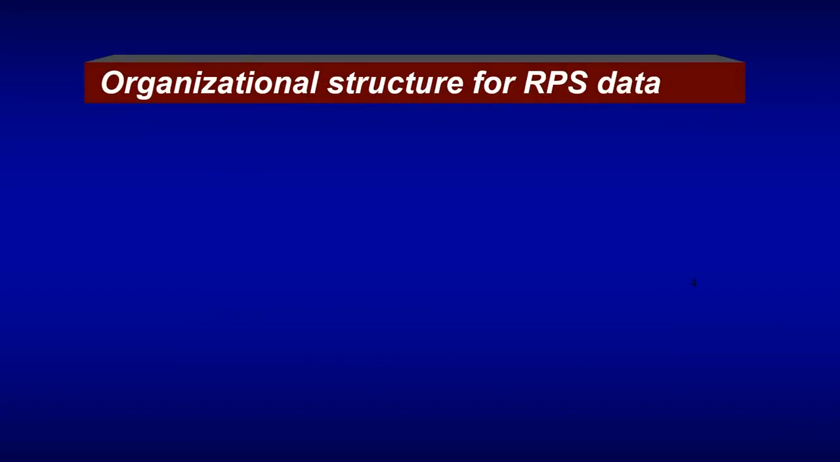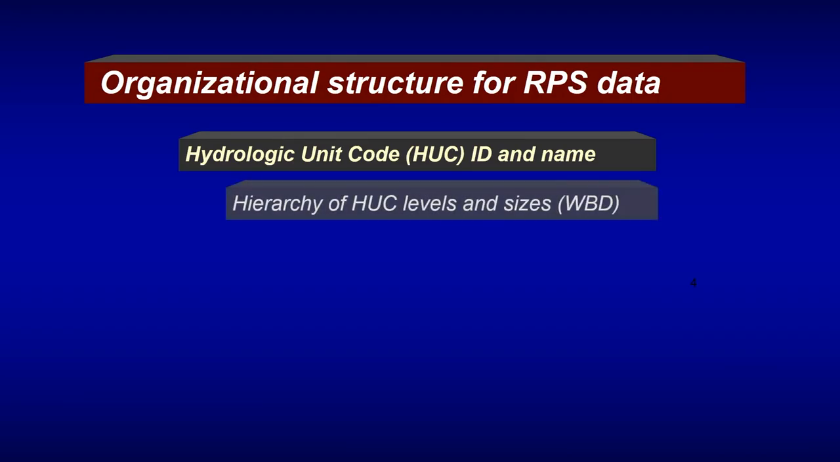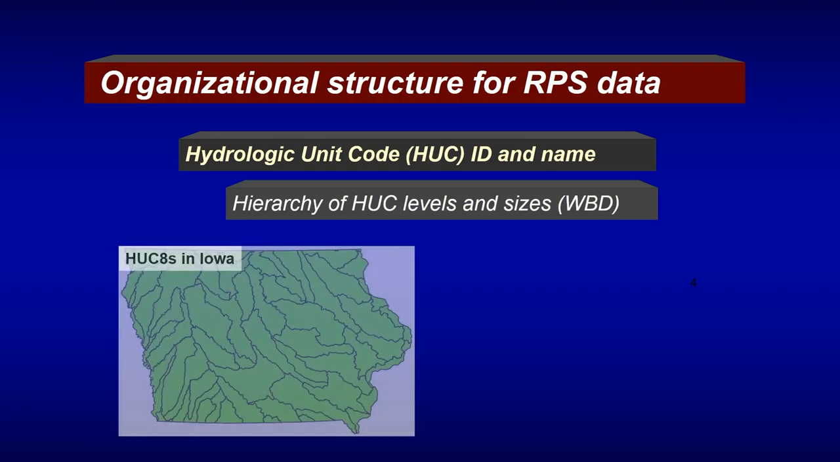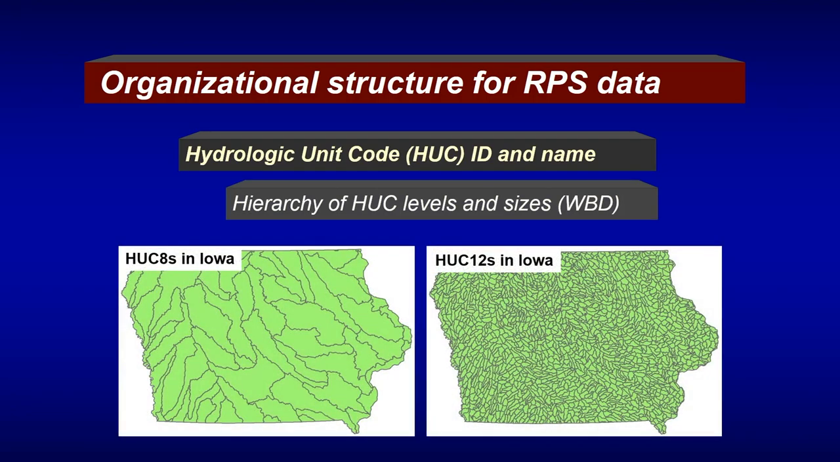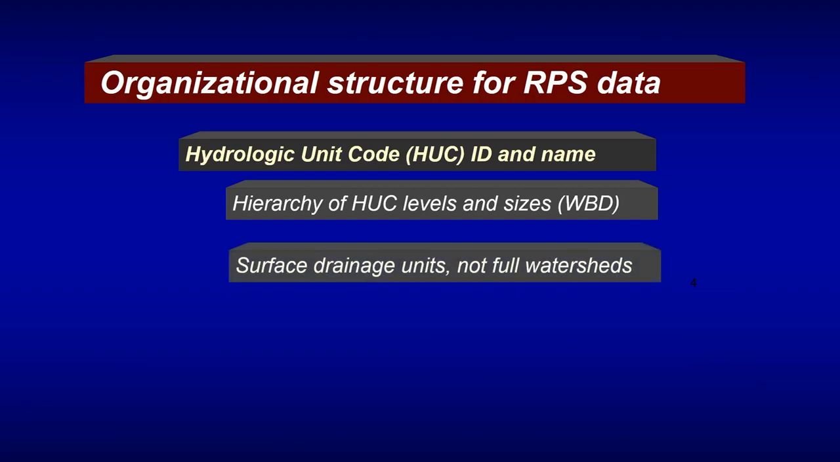The indicators upon which the tool is organized are the Hydrologic Unit Code, or HUC, ID number and name. HUCs are a national standard known as the Watershed Boundary Dataset, or WBD. This is a nested hierarchy of HUC levels identified by the number of digits in the ID. Although based on surface drainage patterns, HUCs are not always full watersheds.